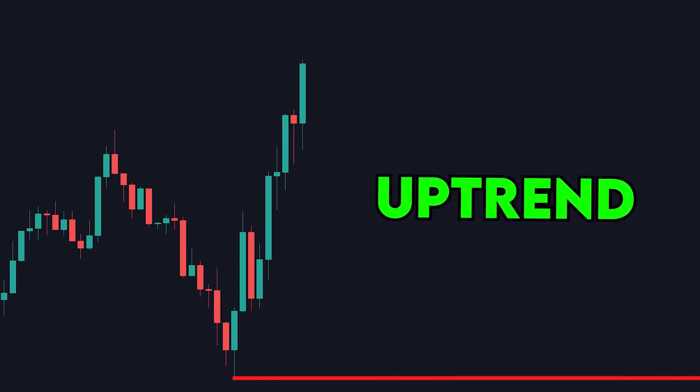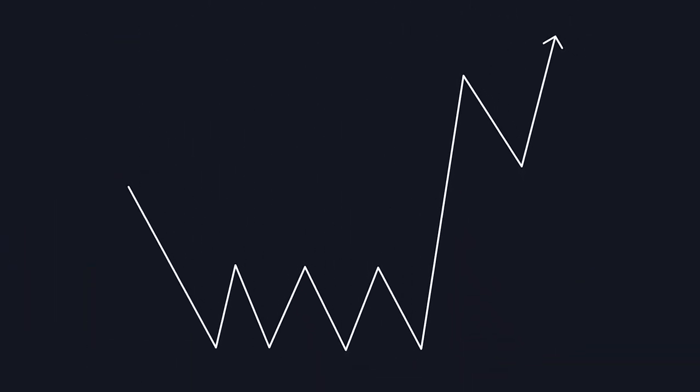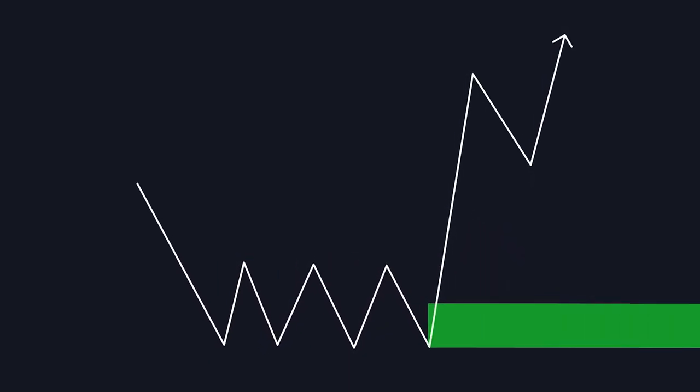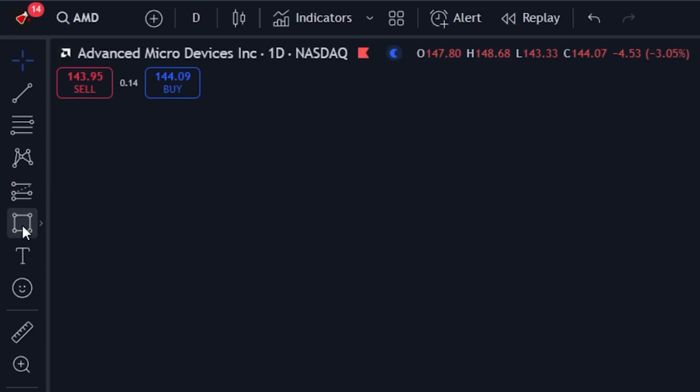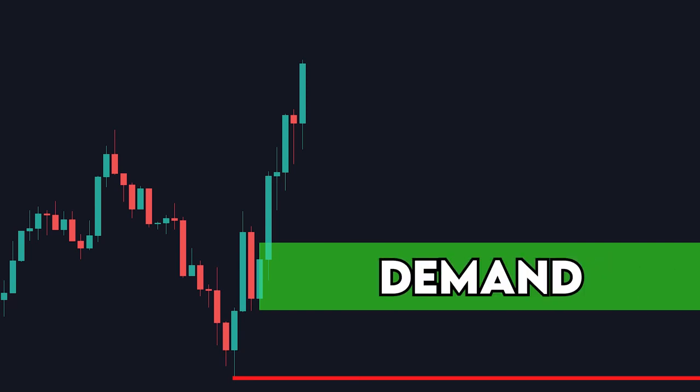So now that we know we're in an uptrend, we want to look for demand zone opportunities. We can find our demand zones by finding an area of consolidation, or a point where price moves sideways before having a sharp move upward. As you can see from this chart, we had some consolidation right here. The price shot straight up afterward. How I like to mark my demand zones is marking the candle right before the impulsive move. So grab your rectangle tool on the side, find the area of consolidation before the big move. Then mark from the low to the high of the previous candle before the big move. This is our area of demand.